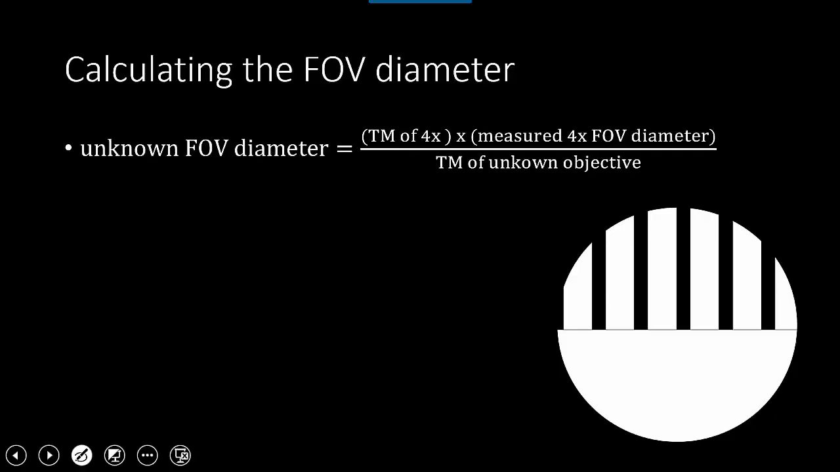Remember, in our example earlier, we said the diameter of the field of view under the scanning objective is 5.5 millimeters. Now, let's calculate the diameter of the field of view for the 10x objective. To find the diameter on 10x, we need to use known information. First, we need the total magnification of the 4x objective. Remember, to determine total magnification, we multiply by 10. So the total magnification of the 4x objective is 40. Now, we need to multiply that by our measured diameter for the 4x objective. We said that was 5.5 millimeters.